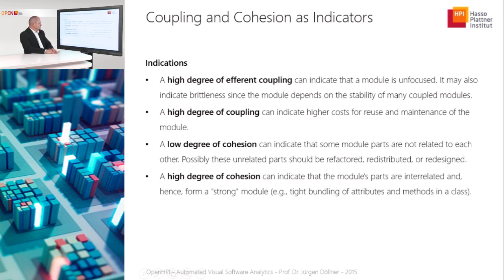A low degree of cohesion inside a module can indicate that some module parts are not related to each other. Possibly, these unrelated parts should be refactored, redistributed, or redesigned. A high degree of cohesion generally indicates that the module's parts are interrelated and hence form a strong module. A tight bundling of attributes and methods in a class, for example, is such a case where you have a high degree of cohesion. This more or less outlines how cohesion can be used to get a first view on a specific situation in a complex software system.